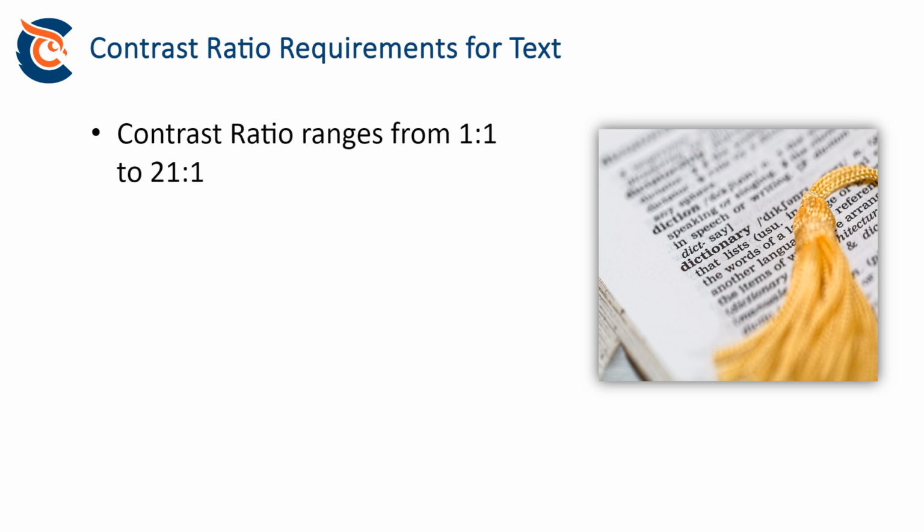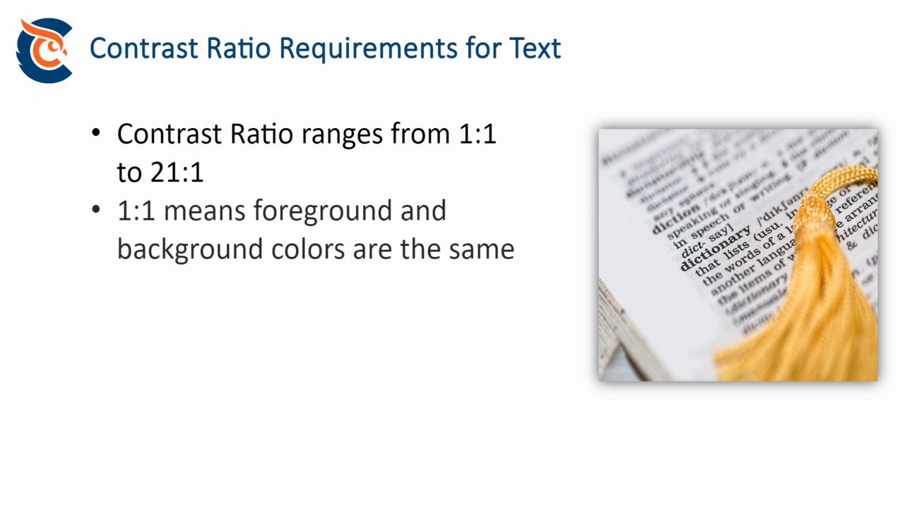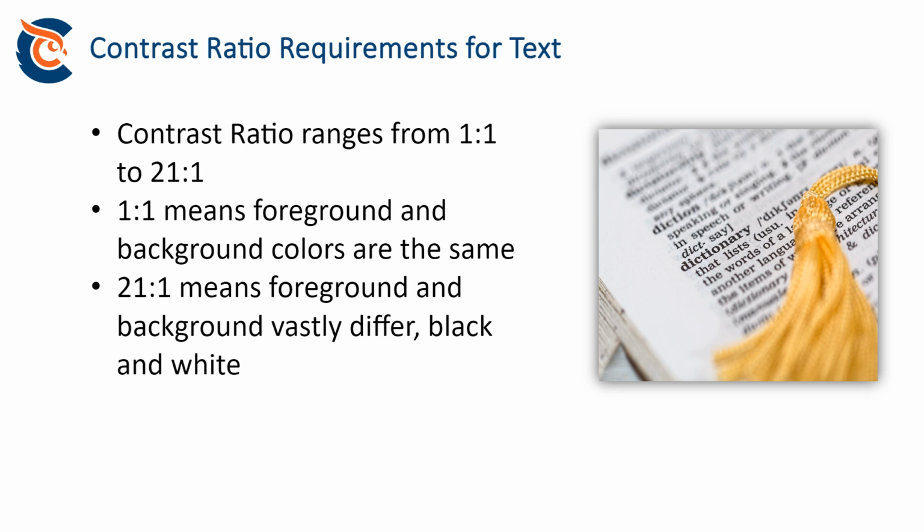Let's look at the contrast requirements for text. Contrast ratios range from 1:1 to 21:1. A 1:1 contrast ratio means the foreground or text and the background colors are the same. Therefore, they would not be visible. A 21:1 contrast ratio means the foreground and background colors are vastly different, black and white.